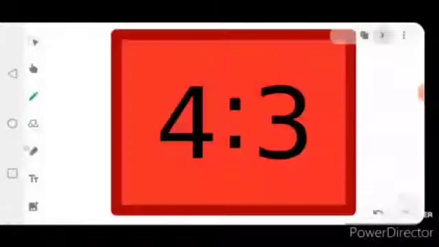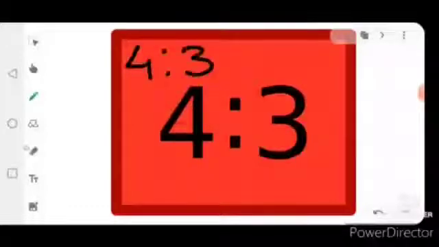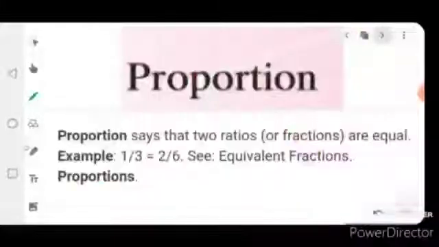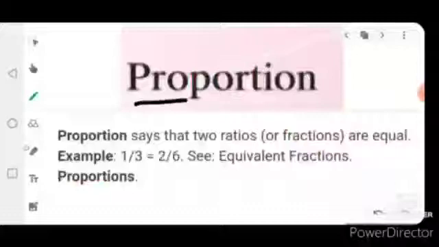Now the next, what is the ratio in this figure? It is 4:3. How can we read it? 4:3.